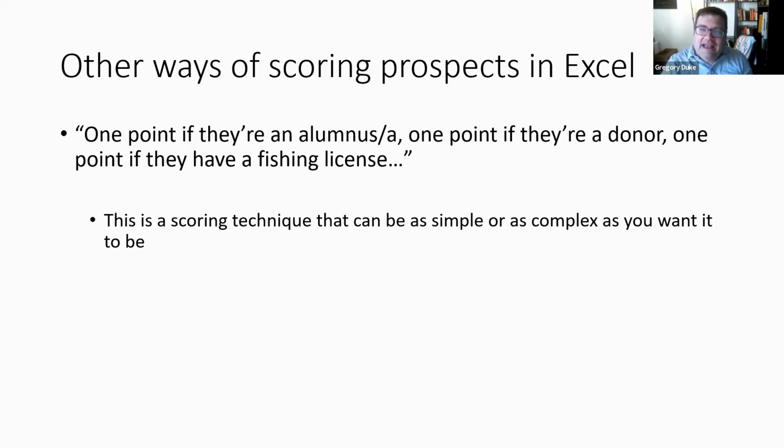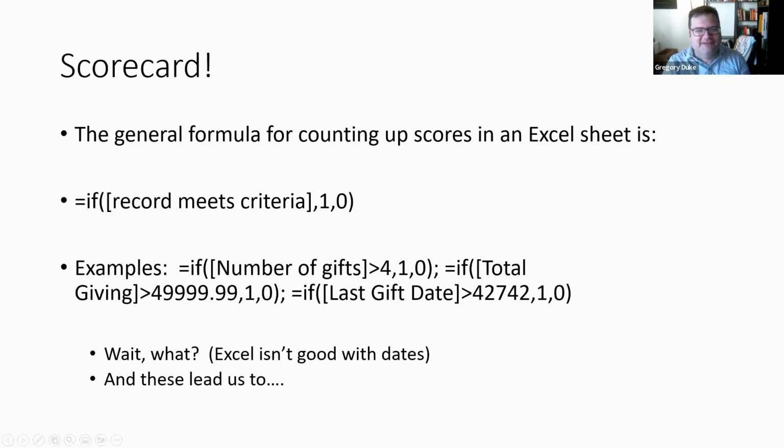But how do you do this in Excel? Well, actually, this is powerful, but it's not as difficult as our previous scoring technique. And the general formula simply is an IF-THEN-ELSE statement. If the record meets the criteria, they get a point, or in cases where you want multiple points for a criteria, then say 2 or 3 or whatever. If they don't meet the criteria, they get a 0. So it's just IF(record meets criteria, 1, 0).